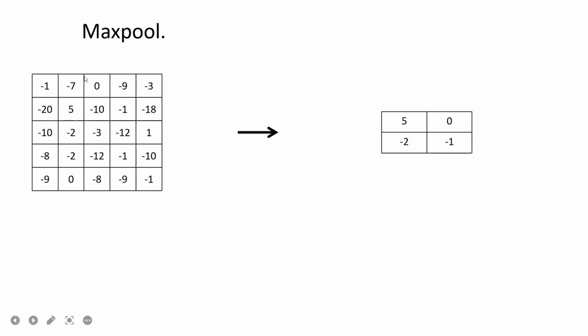Now Maxpool. I have explained what Maxpool is, so going really quickly. First of all, you are taking 2 cross 2, so you'll have this over here. What is the maximum value? 5 is the maximum value, so 5. Here, since all are negative, 0 is the maximum value, so you'll have 0. Over here, minus 2 is the maximum value, because minus 10 and minus 8 are smaller than minus 2. And here, minus 1 is the greatest value. Then we will leave this because we do not have one more to use, so we just leave it over here. We got 5, minus 2, 0, minus 1.